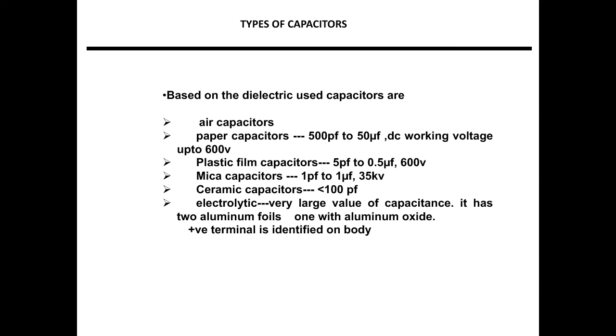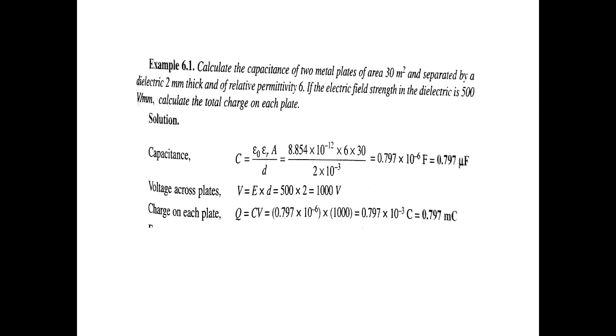Now the capacitance formed is in the range of 500 picofarad to 50 microfarads, and its DC working voltage range is up to 600 volts. So paper capacitors are used up to a DC working voltage of 600 volts. It is a very important point. And paper capacitors are designed from 500 picofarads to 50 microfarads. It is also a very important point.